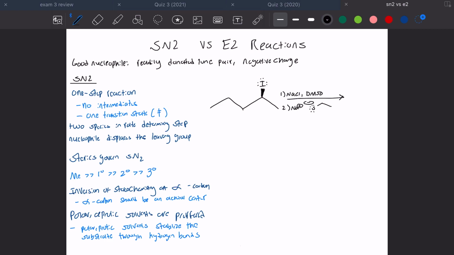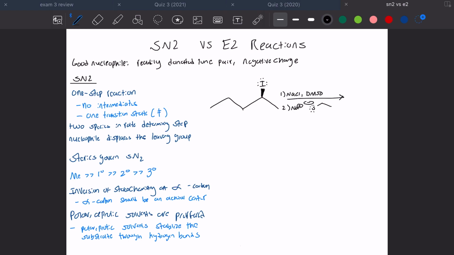So I've written a lot of things for SN2 to help you realize when we're actually able to use these. This is not really important to know when you use it, but it's more just a fact. SN2 reactions are one-step reactions that don't have any intermediates, and there's only one transition state. Basically the nucleophile just displaces the leaving group. But one of the main things that tells you whether or not you're going to proceed via an SN2 reaction is sterics.